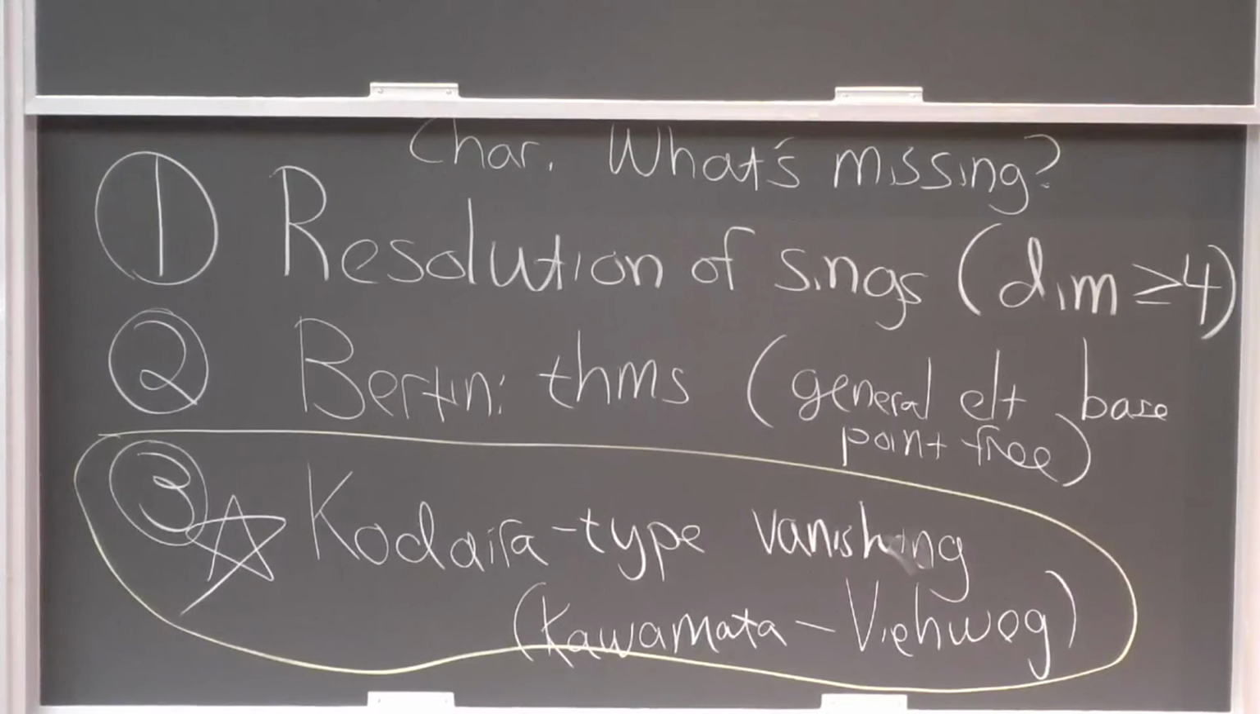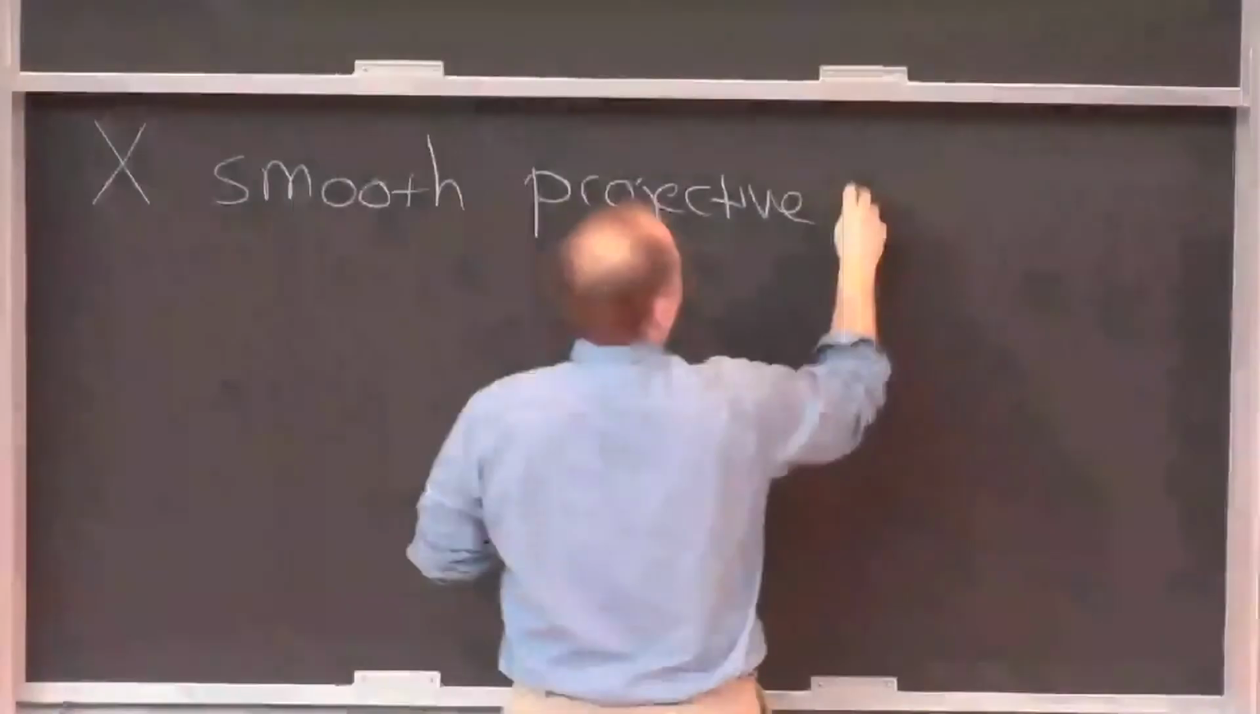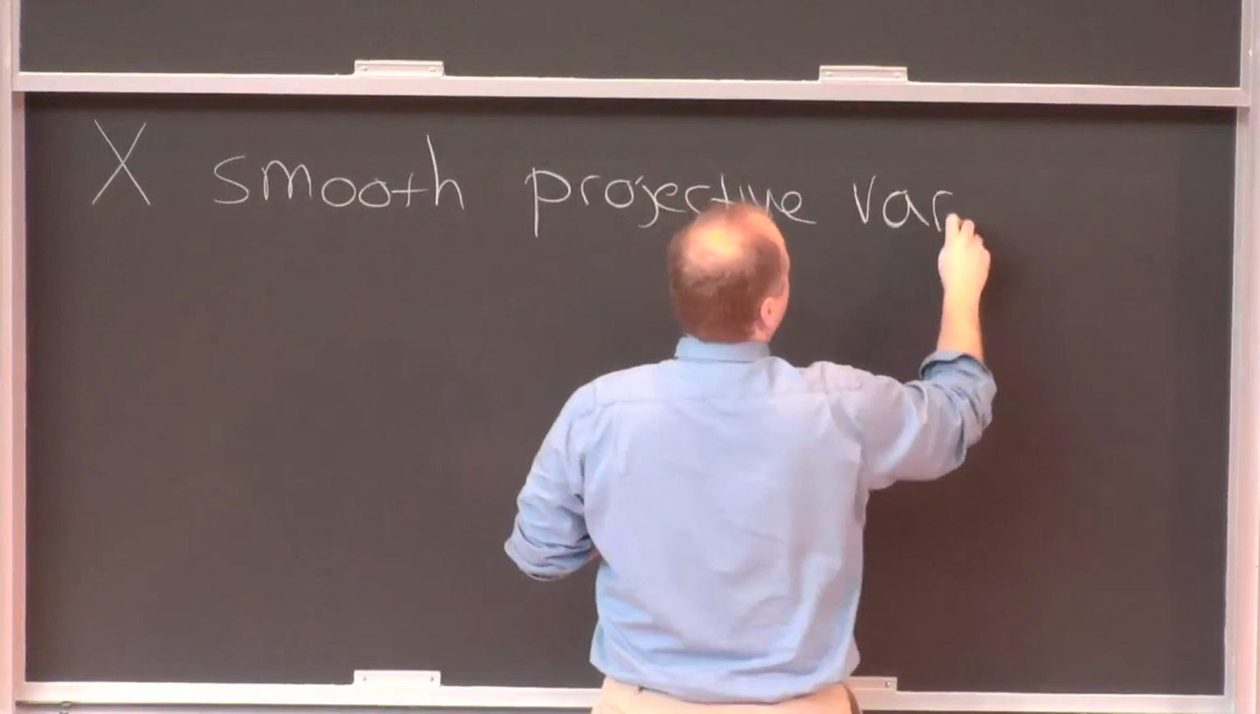Okay, so let me start by reminding you what Kodaira vanishing is, and we're going to talk about some of the ways you might use this in a birational setting, and then we'll see how you can replace that with Frobenius in characteristic P, at least some of the time. Okay, so let's say X, for now, is a smooth projective variety over the complex numbers.